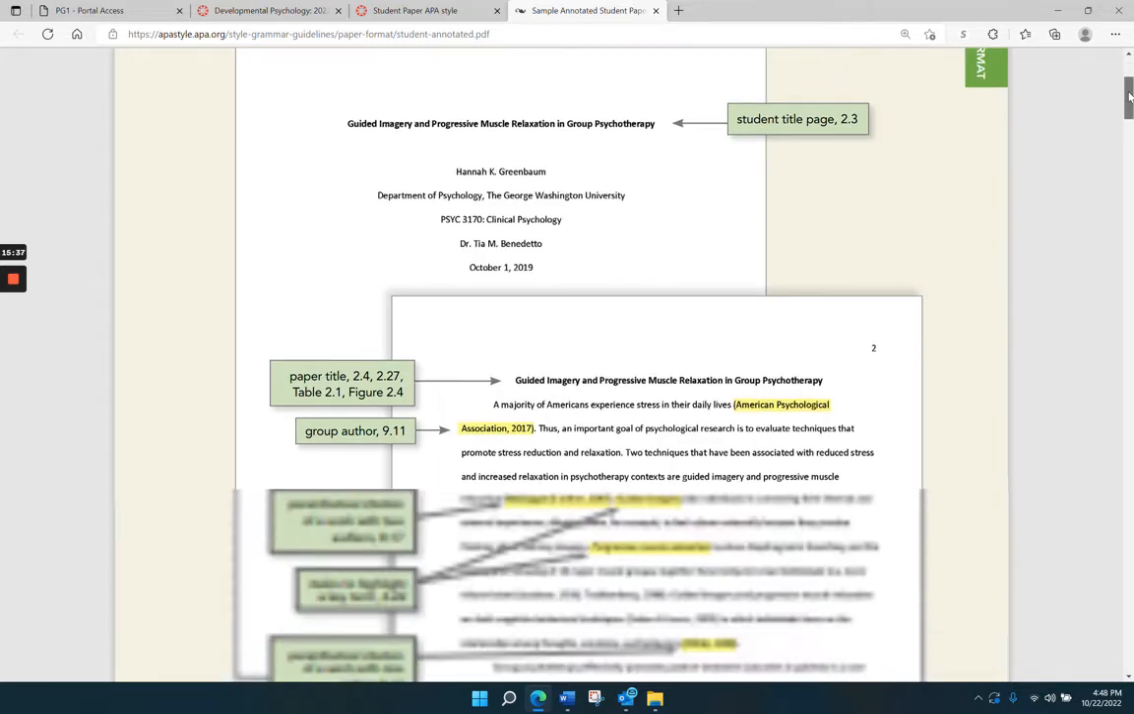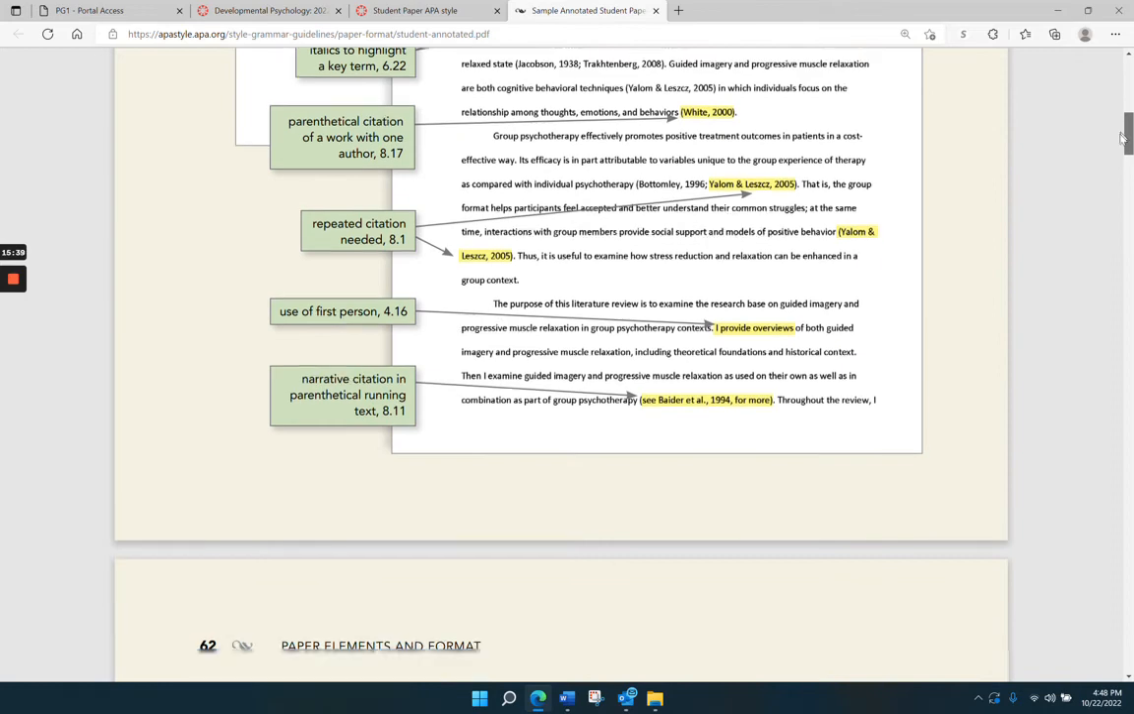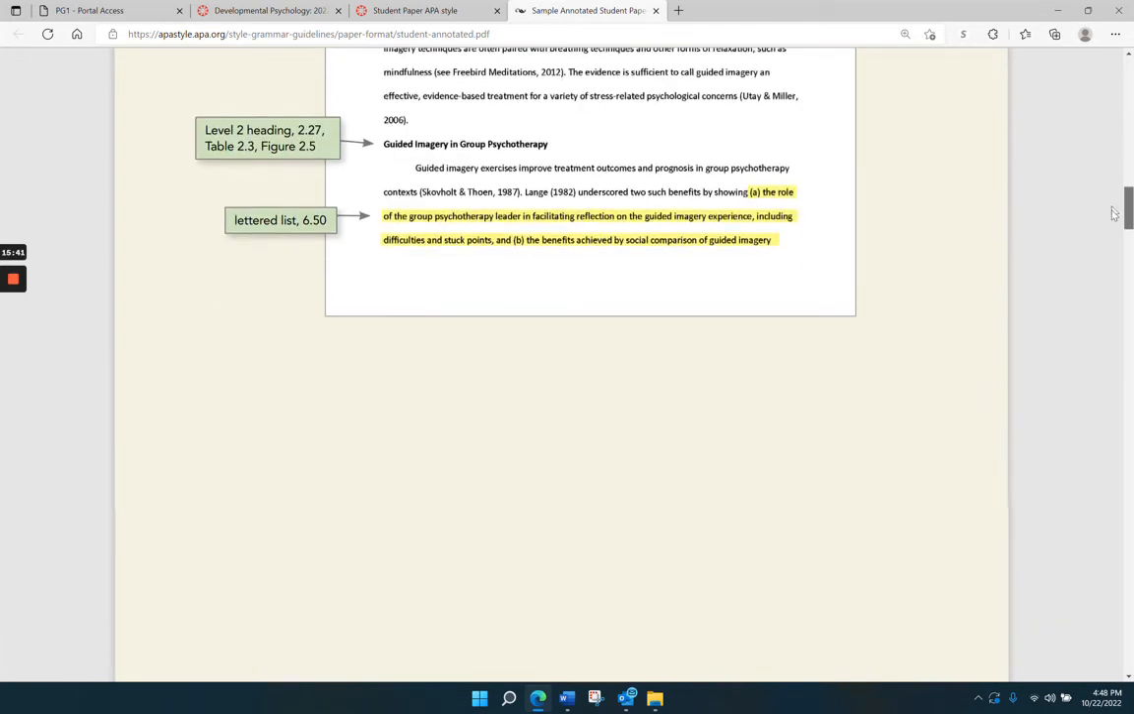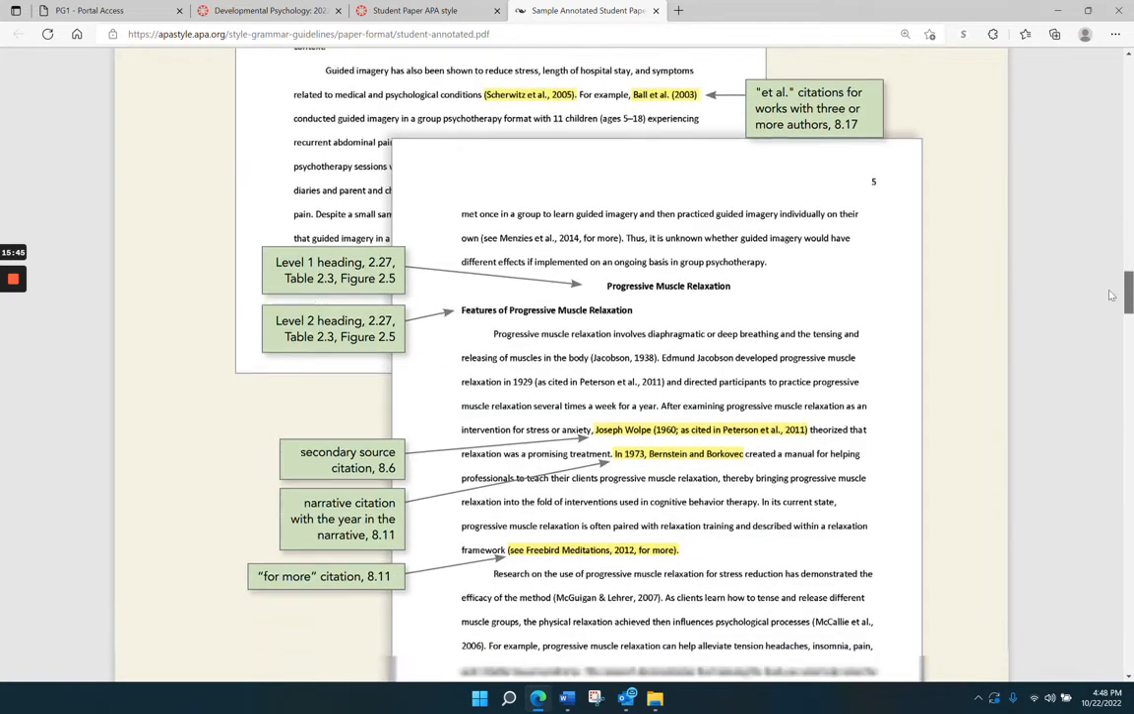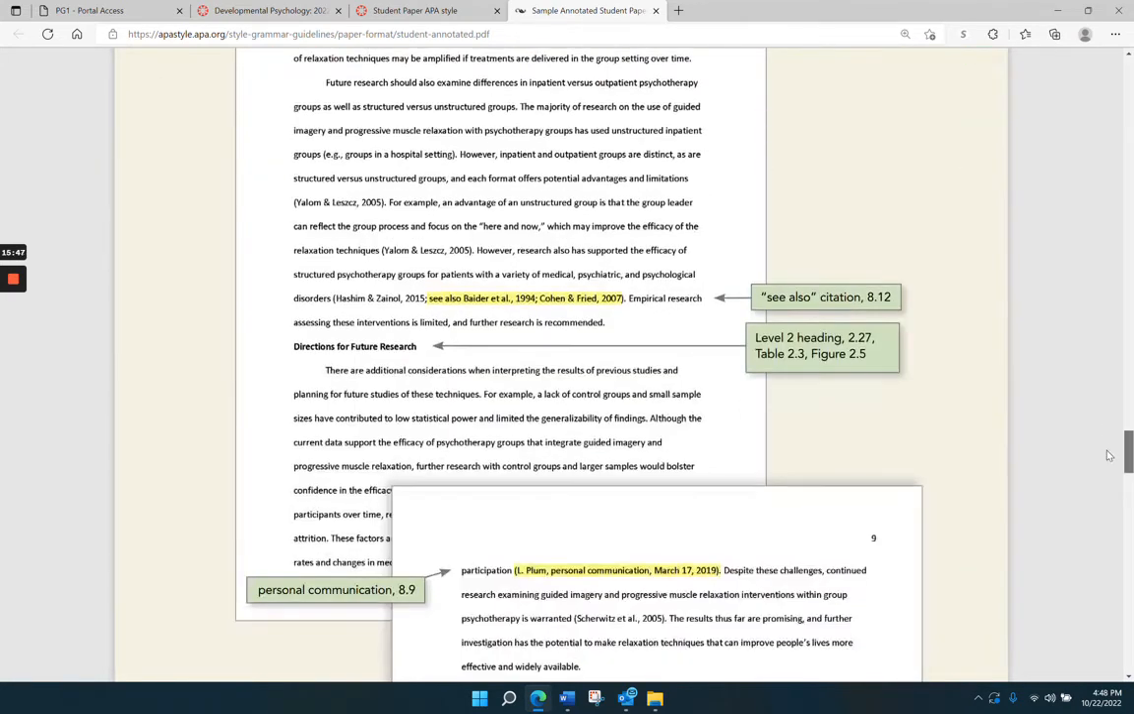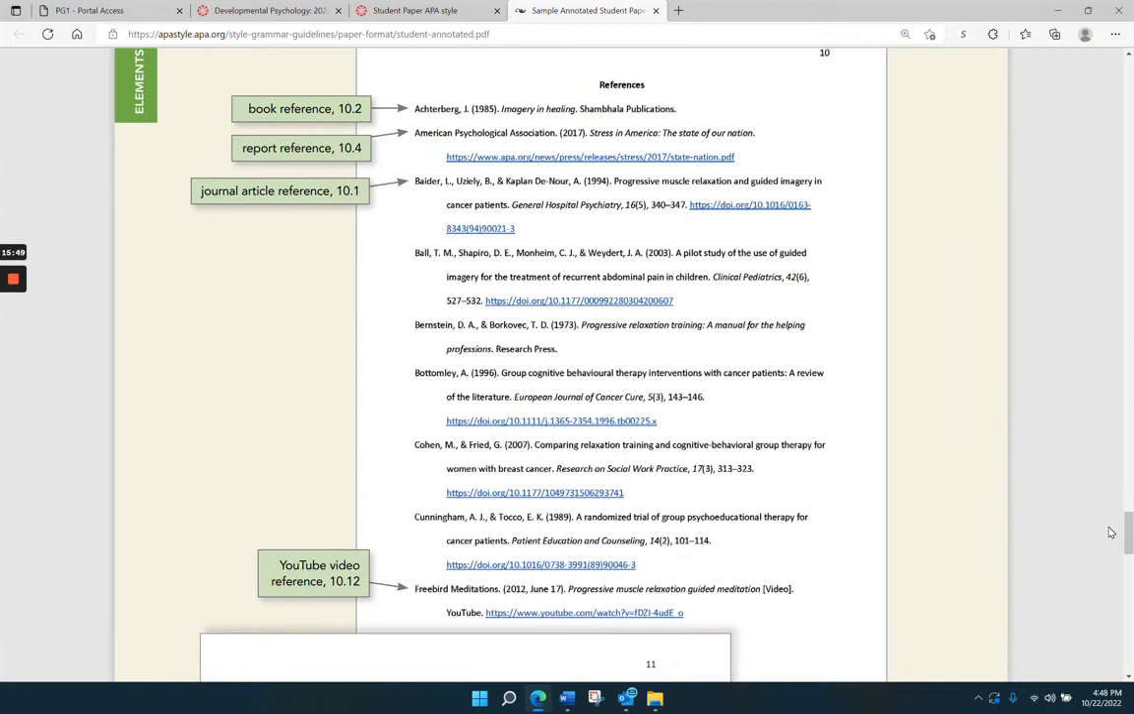So just write the paper as sort of a regular paper, and again, there's some guidance here in terms of things to do for APA style citations and things like that. And then at the end, you have the references. By the way, the references start on their own separate page.